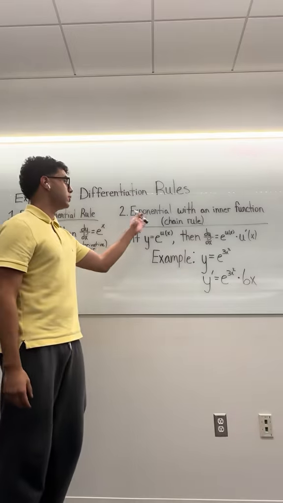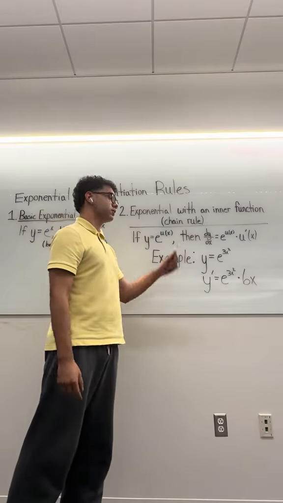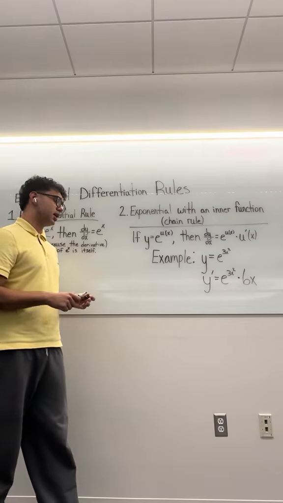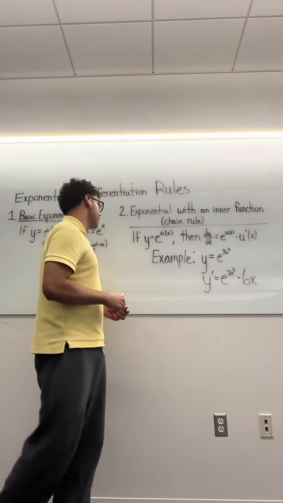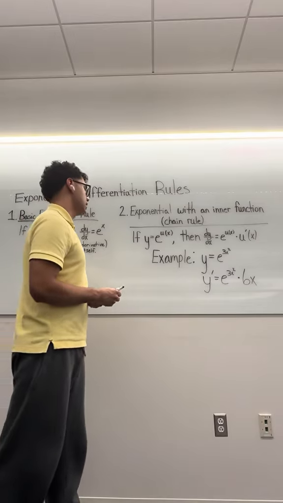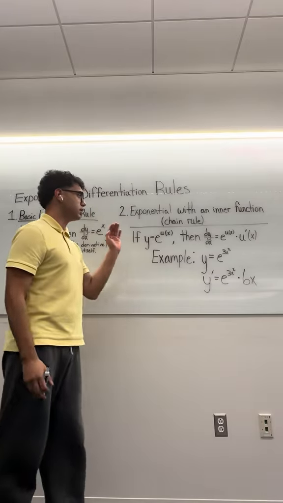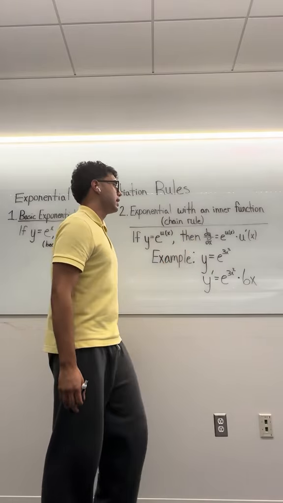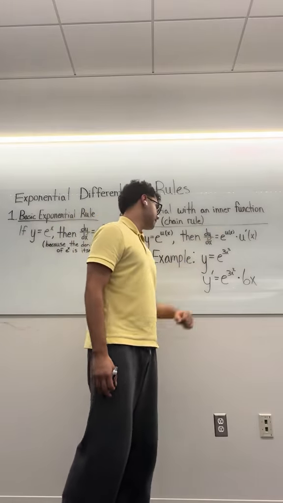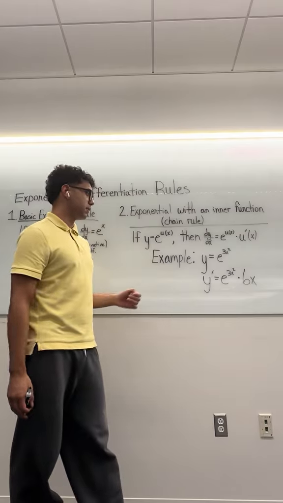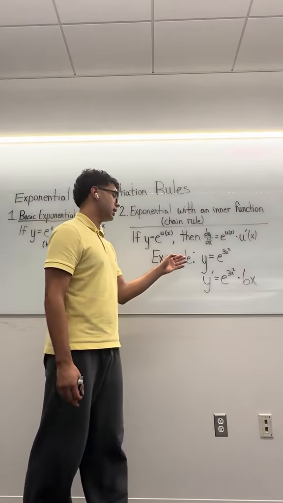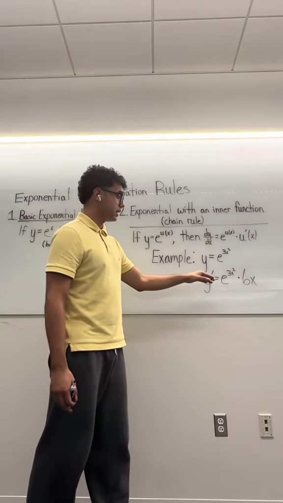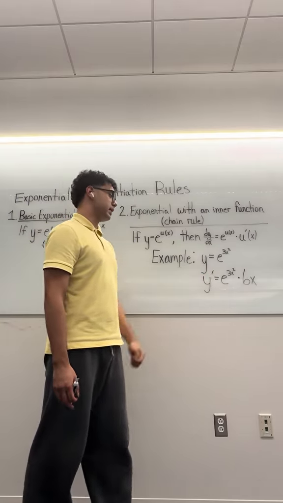Now, exponential with an inner function, chain rule. Basically, like I mentioned before, this is an application of the chain rule. So in this case, we know that if y equals e to the power of u of x, then the derivative of e to the power of u of x multiplies into u prime of x. So in this case, we have an example problem right here. So y equals e to the power of 3x squared, which gets us y prime equals e to the power of 3x squared times 6x.